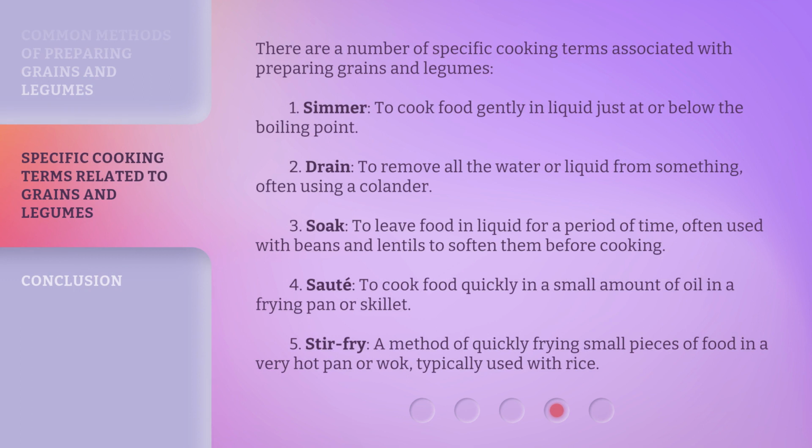There are a number of specific cooking terms associated with preparing grains and legumes. 1. Simmer. To cook food gently in liquid just at or below the boiling point. 2. Drain. To remove all the water or liquid from something, often using a colander. 3. Soak. To leave food in liquid for a period of time, often used with beans and lentils to soften them before cooking.